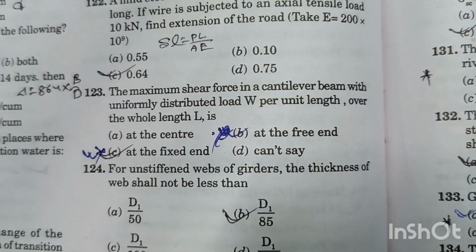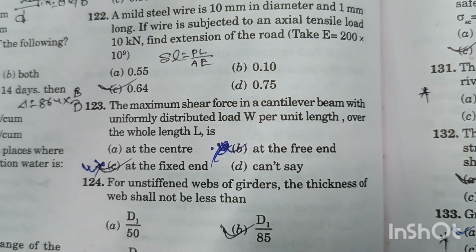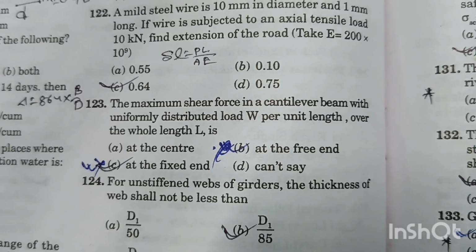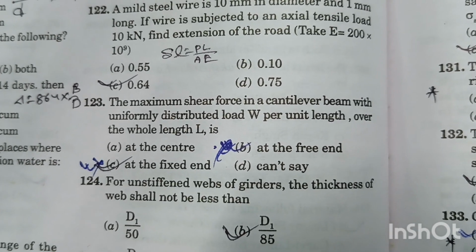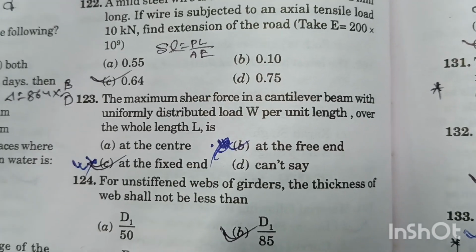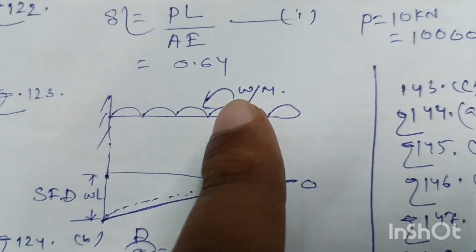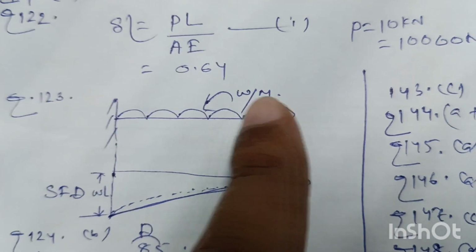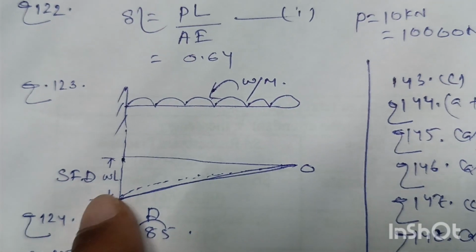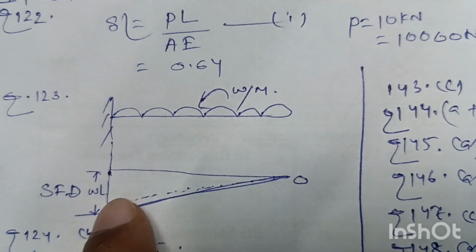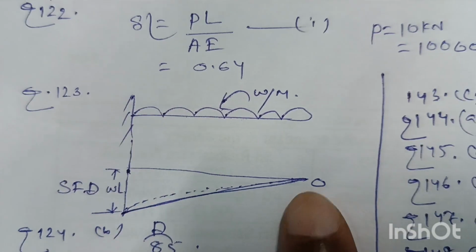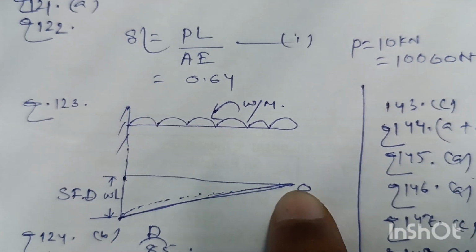Question number 123. The maximum shear force in a cantilever beam with uniformly distributed load W per unit length over the whole length L is at the fixed end. Option C is the right answer. For this cantilever beam subjected to uniformly loading W per unit length, the maximum shear force will be at the fixed end, and the value will be equal to W into L, and at free end the shear force will be 0.